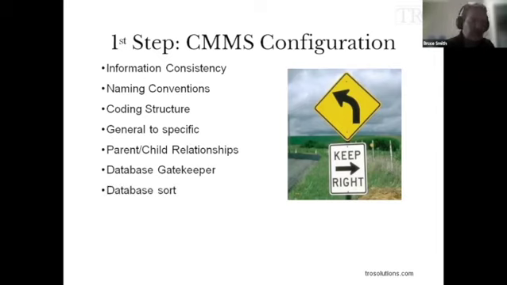Database sort just refers to when you're looking for something in a file and you sort your data. If you use leading zeros, for instance, if you have a number of pumps, using leading zeros in front of your numbering system ensures that the equipment sorts effectively.